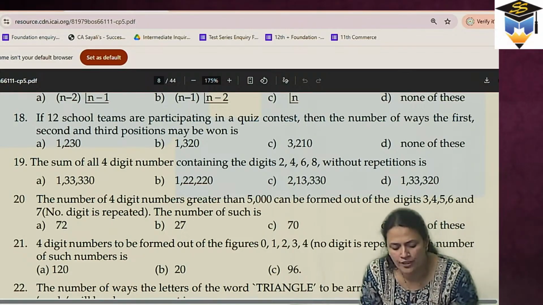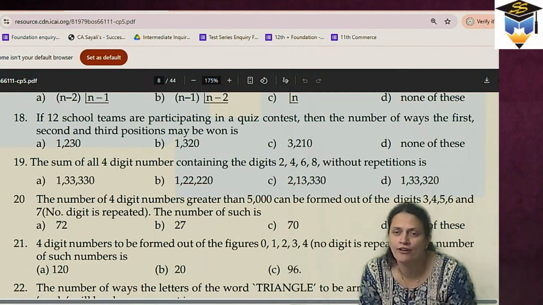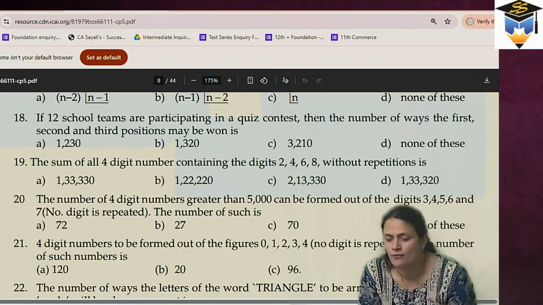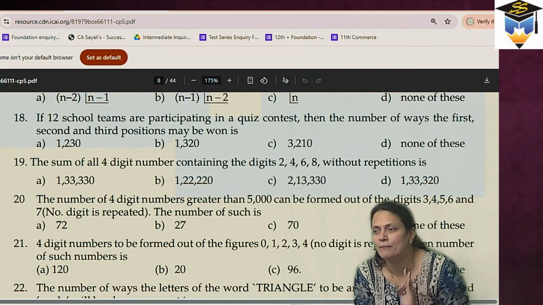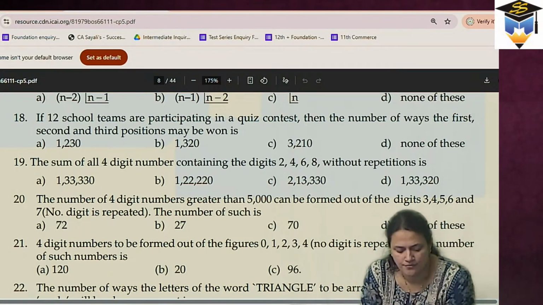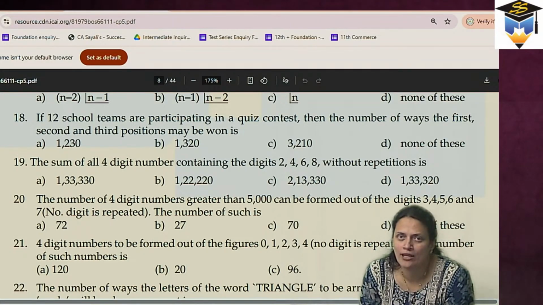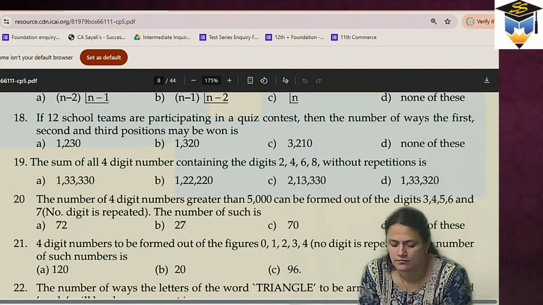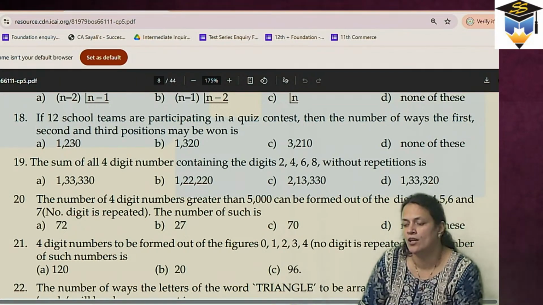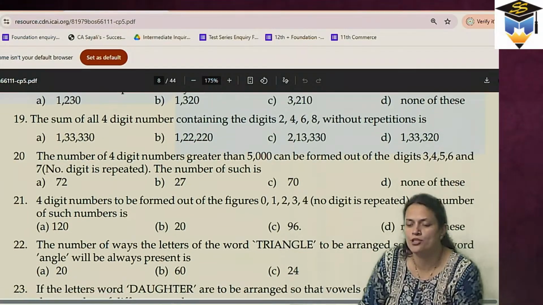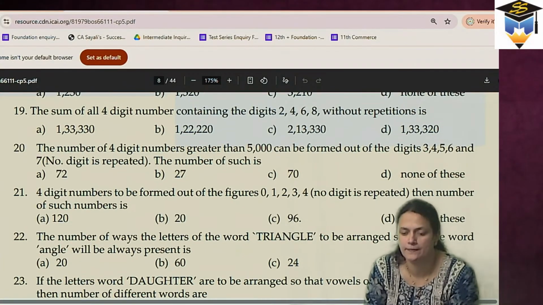How many total number of teams? 12. What is the value of N? 12. From this, how many have to be selected? 3 positions. 12P3. Find out the answer. Tell me what is the answer of 12P3. 1320, option B for question number 18.